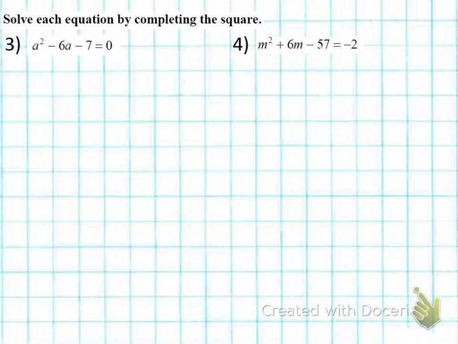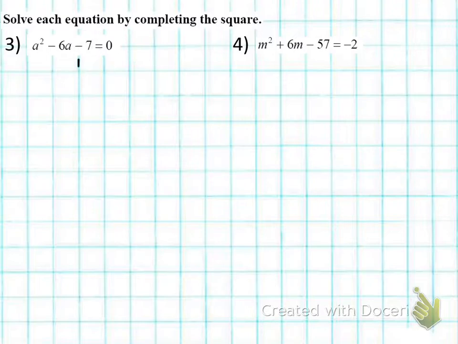Okay, so number 3, we got a squared minus 6a minus 7 is equal to 0. Okay, I need to look at my constants. Are there any c's, constants, up there on the left-hand side? Yes or no? What's c equal to on number 3? Negative 7. Is it on the left-hand side or the right-hand side of the equation? It's on the left-hand side. So c is negative 7.